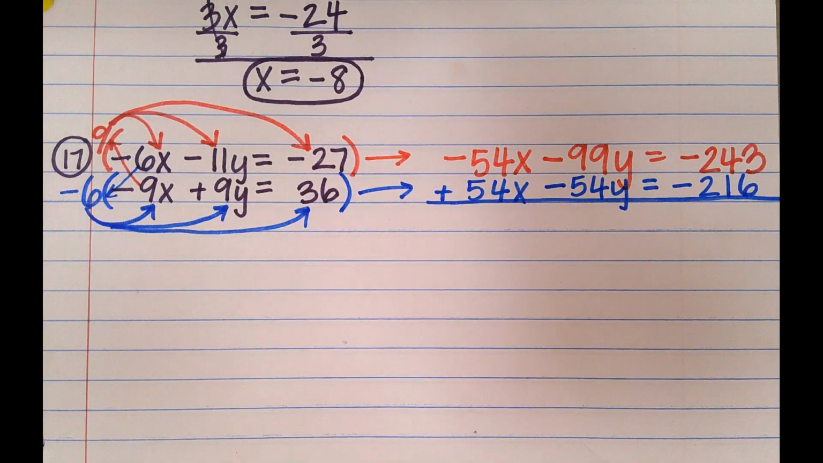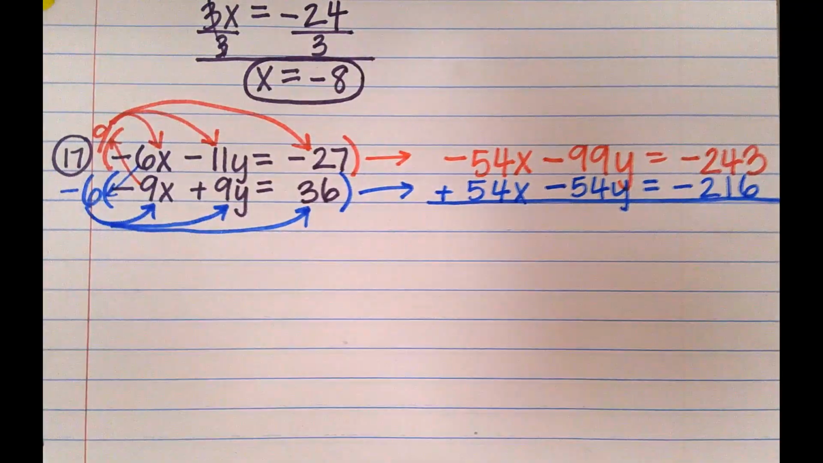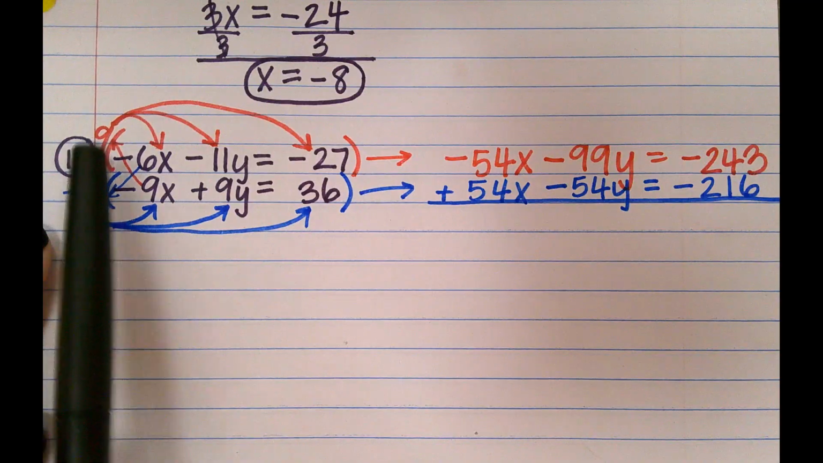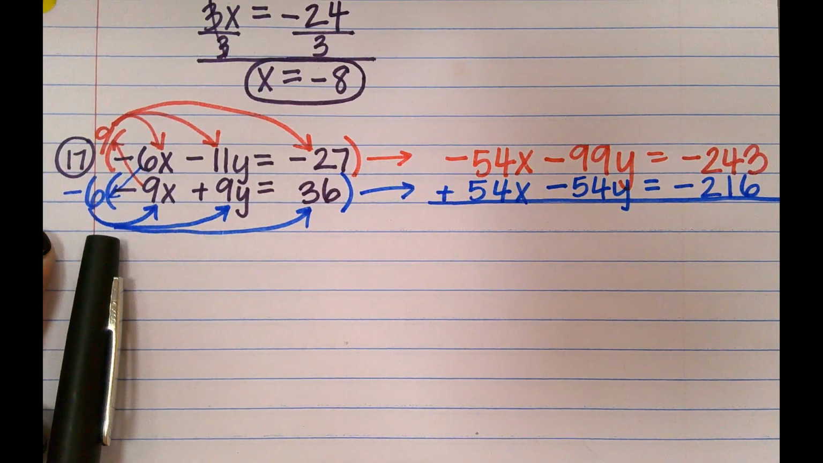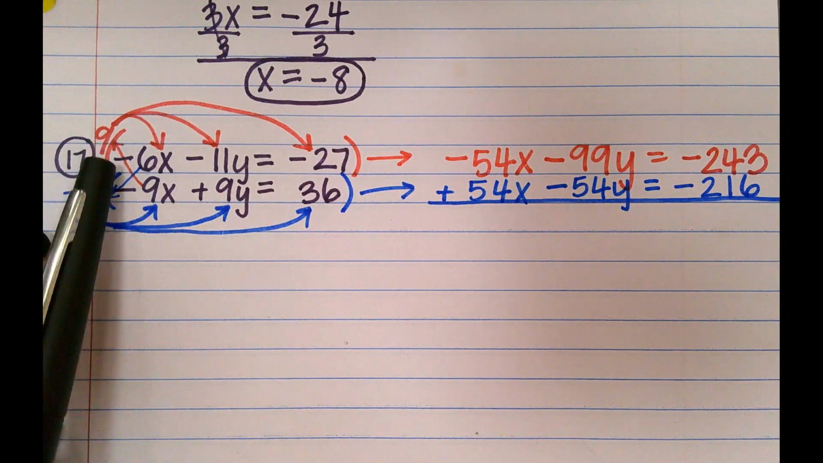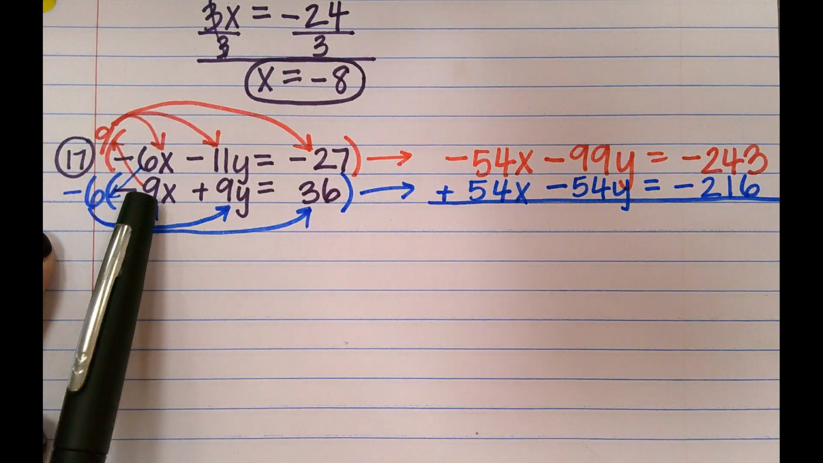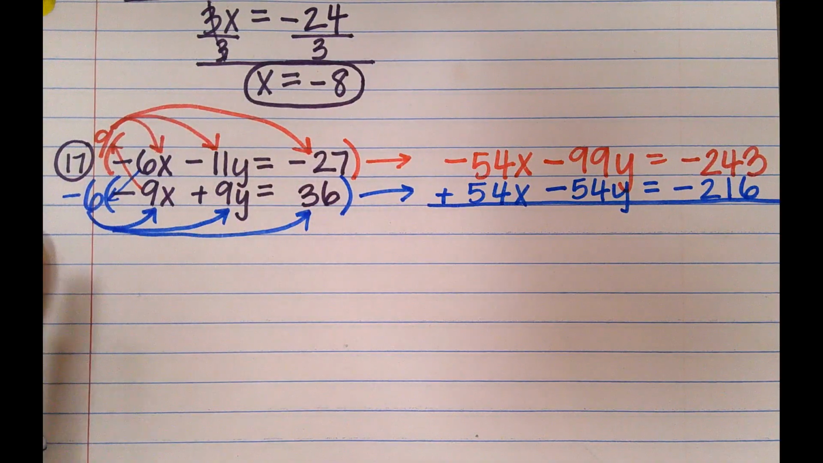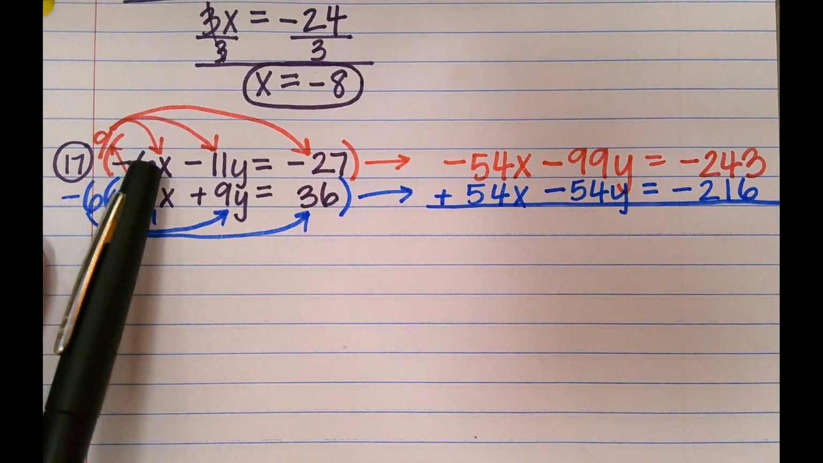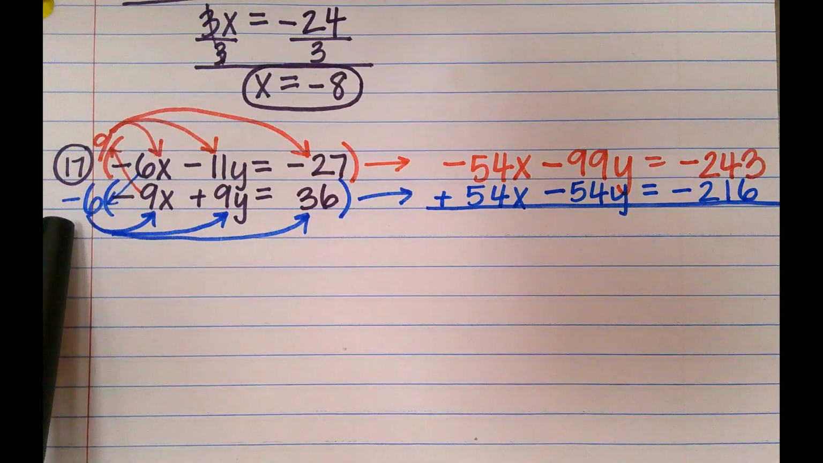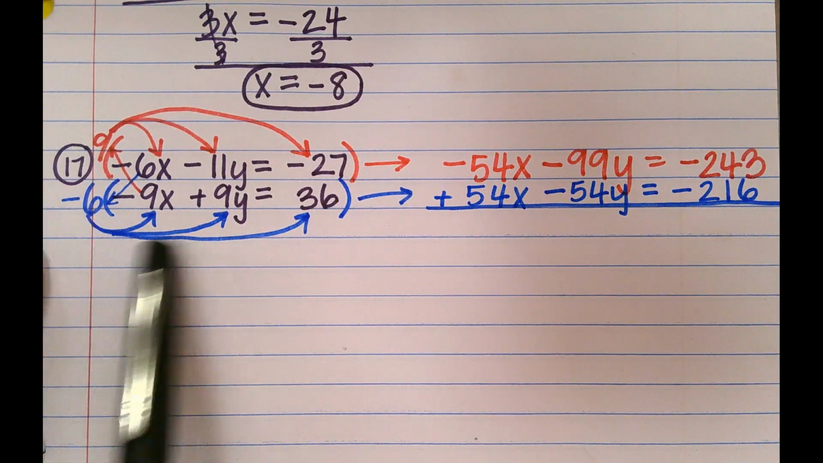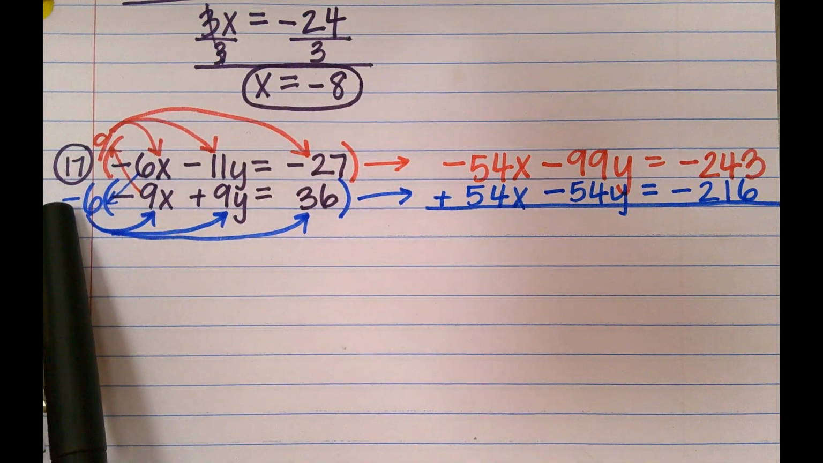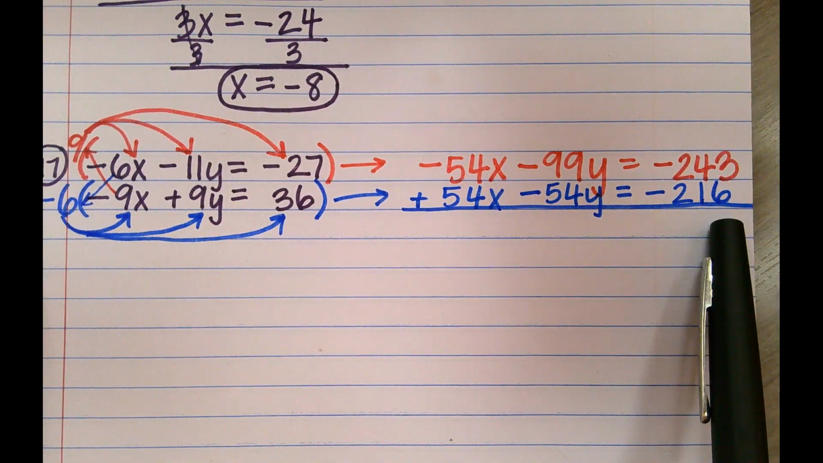Okay, we're back from our little fire drill. Just to recap what happened: we looked at our x's and said we're going to eliminate those. My bottom x has a -9, so I multiplied the top equation by 9. My top equation has a -6, so I multiplied the bottom equation by -6. After distributing, we got to here.